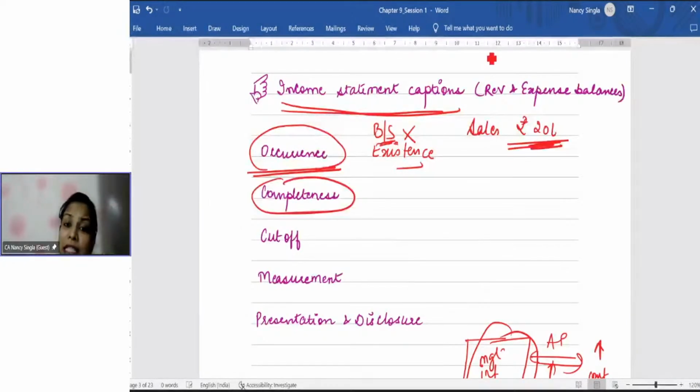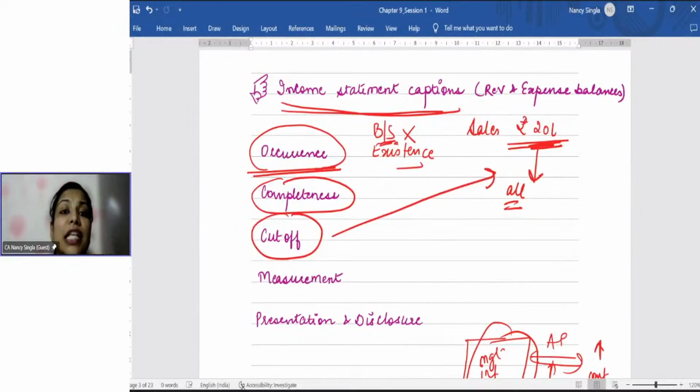Completeness, that this 20 lakh sales includes all the sales. It is not the case that any of the sales have been omitted. The sales that should have been recorded in the financial statements have been recorded. The auditor is going to verify that. Cutoff. This sales figure of 20 lakhs includes the sales pertaining to the correct accounting period only. It should not happen that the sales of the next accounting period are also included in this figure. How is the auditor going to verify that? Again by performing audit procedures.